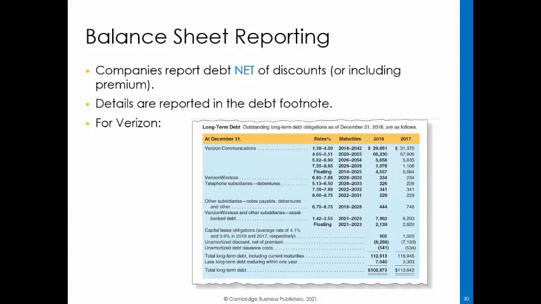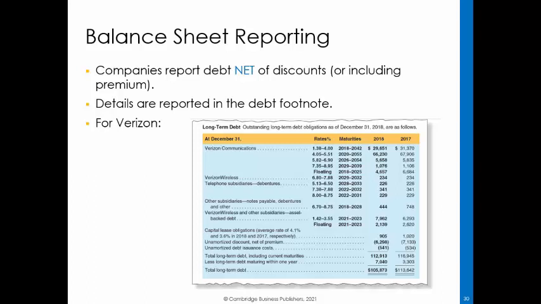Footnotes provide details about each of the company's outstanding bonds and notes like the one shown on this slide for Verizon. In general, companies report debt net of any discount or including any premium, and also net of any debt issuance cost. Verizon subtracted unamortized discount net of premium of $6,298 million and unamortized debt issuance cost of $541 million to arrive at total long-term debt, including current maturities of $112,913 million in 2018.